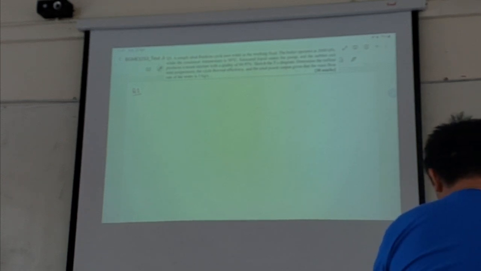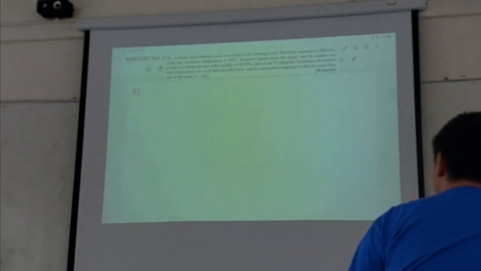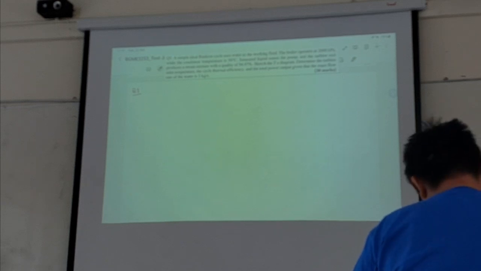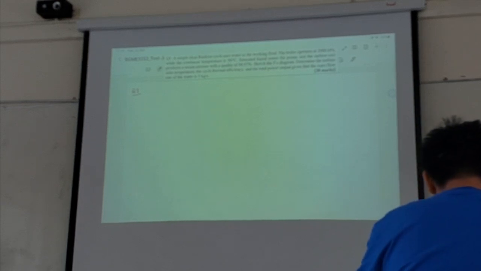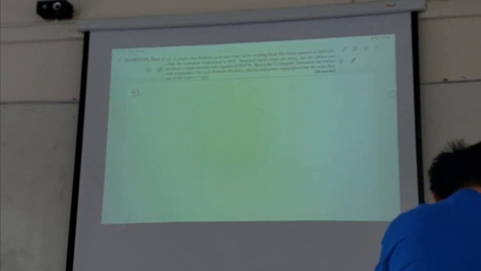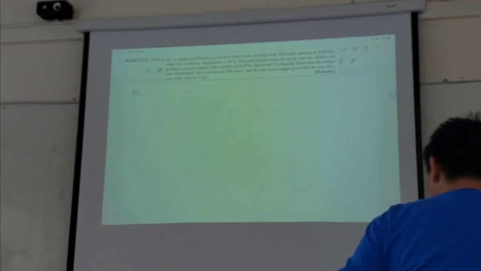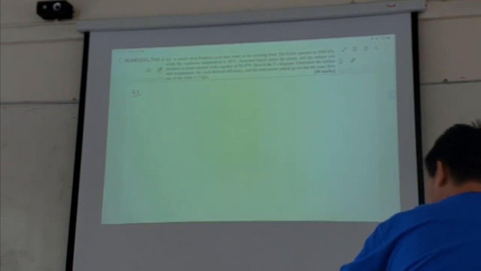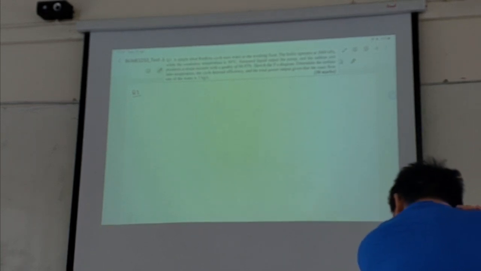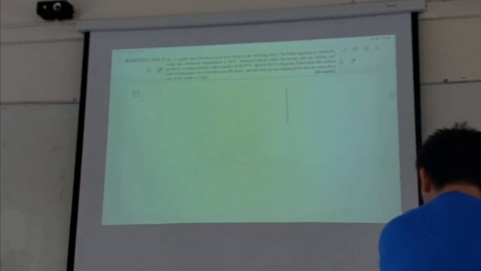So at state 1 is saturated liquid, and the turbine exit produces a steam mixture with a quality of 94.97%. So in this case, it's a diagram. Usually this diagram should include the work as well. You can leave out the temperature and all, but the work and the heat you should include.